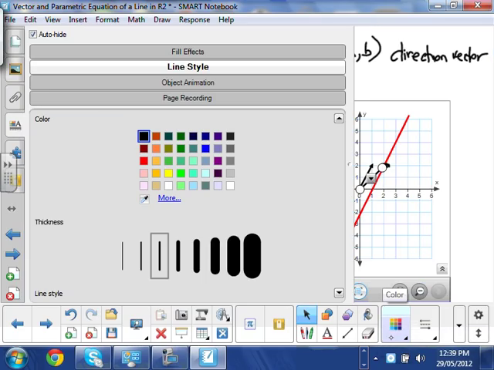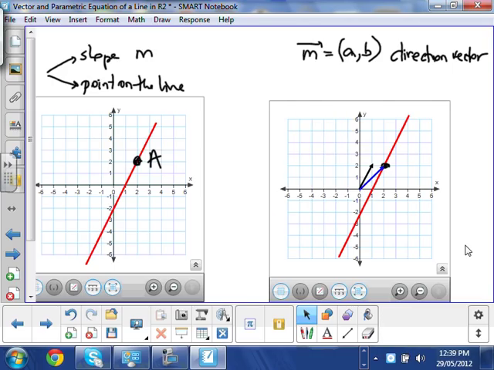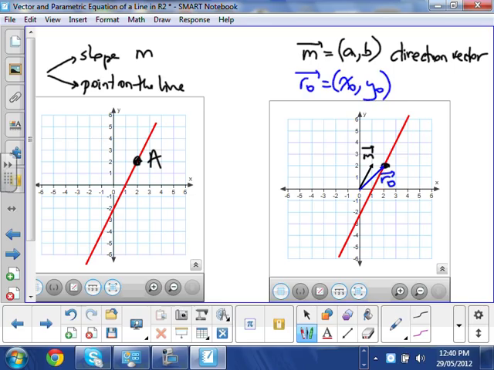I'm going to change the color of these. The black one is m, the direction vector, and the blue one, let's call it r0, is a position vector. So r0, whose coordinates are x0, y0, is a position vector. Now, I will come back to this part and show you how to get the equation of the line using these two vectors.